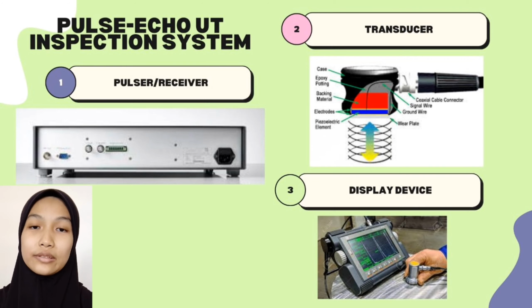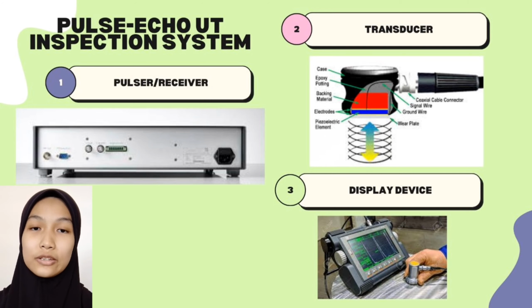A typical pulse echo UT inspection system consists of several functional units such as the pulser or receiver, transducer, and a display device. The principle of ultrasonic testing is based on the transmission of high-frequency sound waves, typically in the range of 0.5 to 20 MHz, which are directed into the material to locate internal flaws or defects.